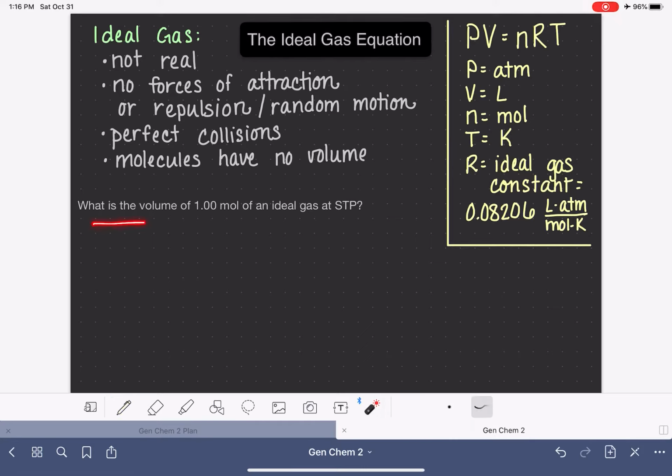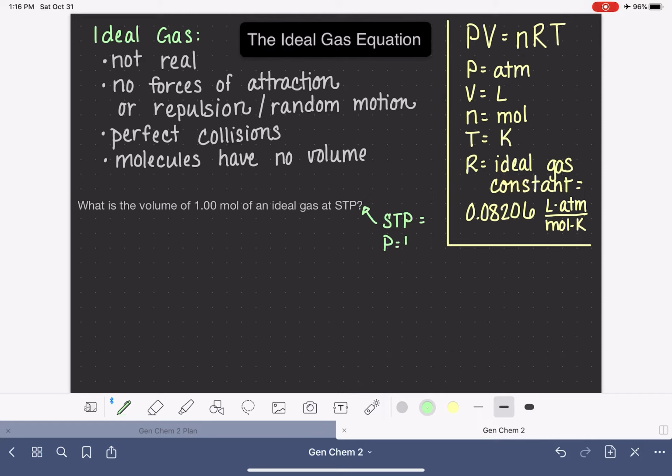So let's take a look at this problem right here and see how we can use PV equals nRT to solve this problem. This problem is asking us to determine the volume of 1 mole of an ideal gas at STP. So first of all, let's talk about that, STP. STP stands for standard temperature and pressure, which I've talked about a little bit before.